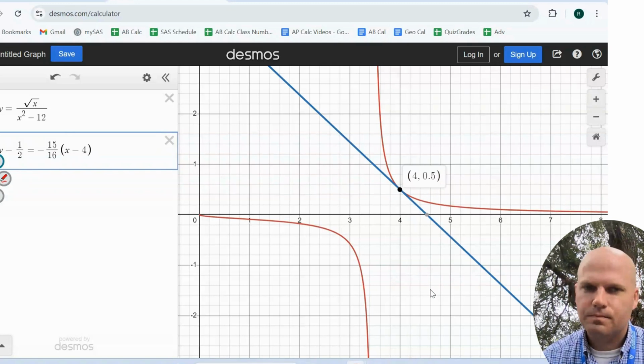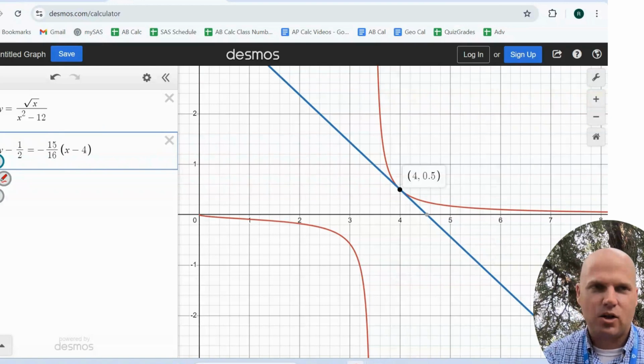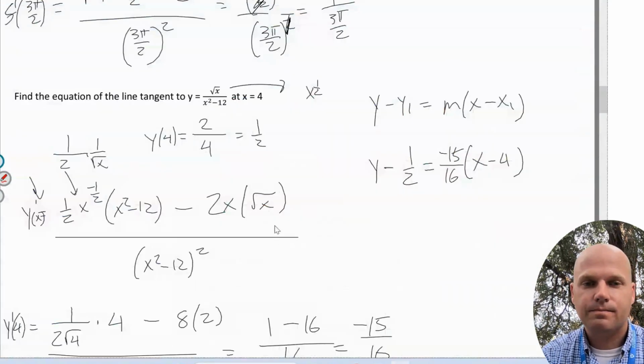That's beautiful. This function at the point 4, 1/2 is decreasing 15 sixteenths of a y per x, almost 1 y per x. Awesome.